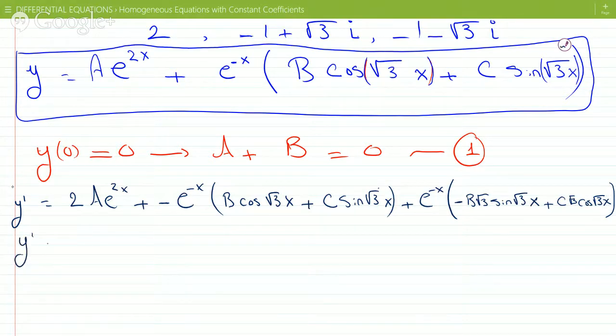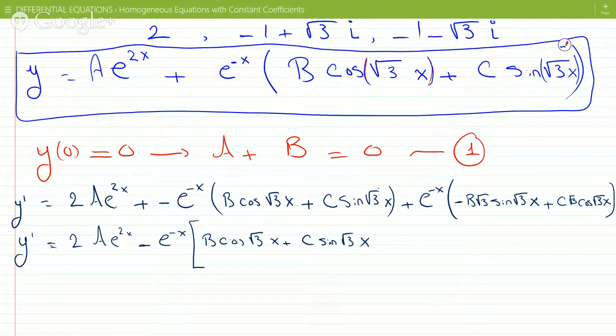So y prime is 2a e to the 2x minus e to the minus x times b cosine root 3x plus c sine root 3x. So that's from the first one. And from the second one, there'll be a minus because there's a plus here. So minus minus will make it a plus. So that's plus b root 3 sine root 3x minus, because there's a plus here, so it turns into a plus with the minus sign outside. So that's c root 3 cosine root 3x.